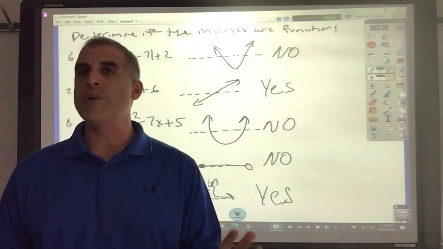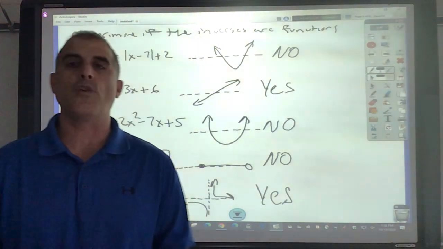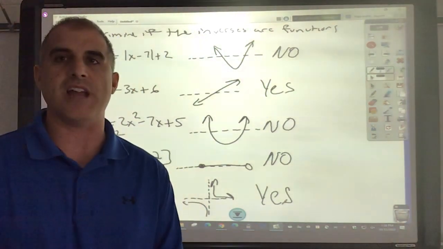A lot of arithmetic in this unit. Make sure you really do some practice. Look at those formatives to help you prepare for our end of unit summative.